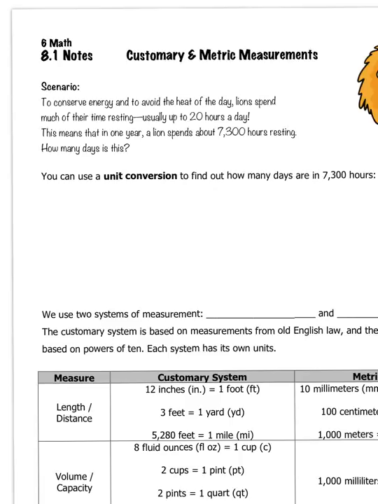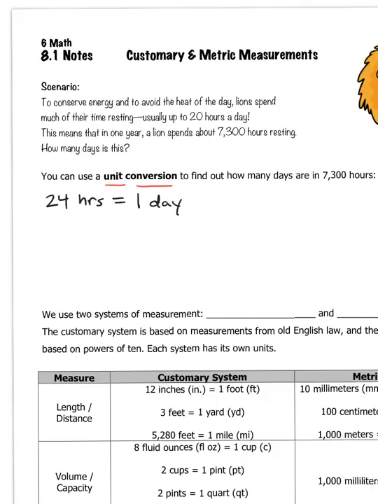So this problem is asking us to convert 7,300 hours to days. And so we've done this before, but I do want to review this with you. We're going to use what's called a unit conversion to find out how many days there are in 7,300 hours. So the first thing you should already know is that there are 24 hours in 1 day.